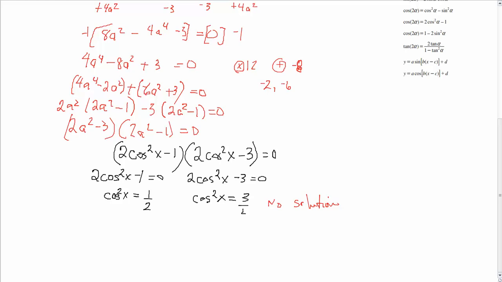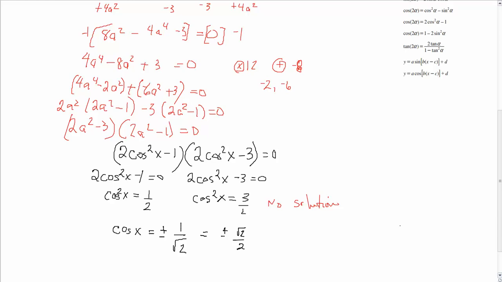For the other factor, what we get is cos squared x is equal to 1 over 2. So cos x is equal to plus or minus 1 over the square root of 2. I just square rooted both sides. And I can rewrite this as plus or minus root 2 over 2.